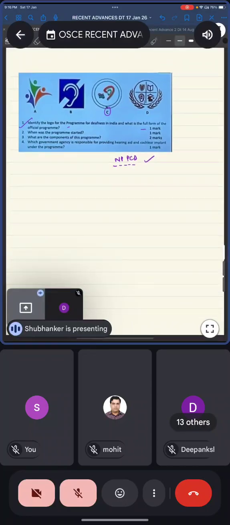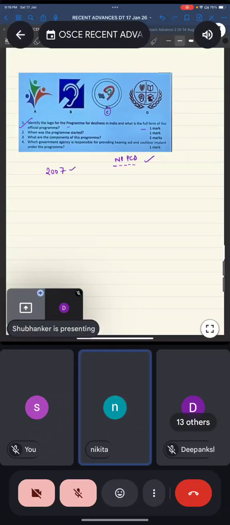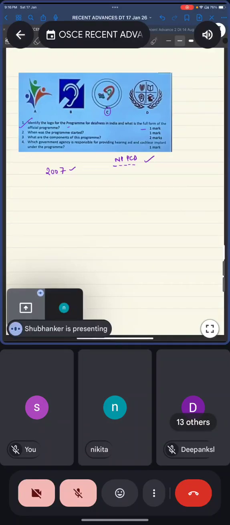Now when was this program started? This was started in 2007. It is just ratification, there's nothing else to be seen over here. And which government agency is responsible for this? This is the Ministry of Social Justice and Empowerment.